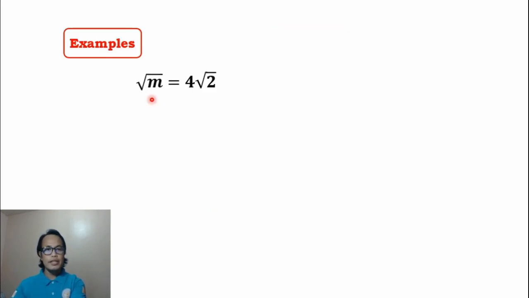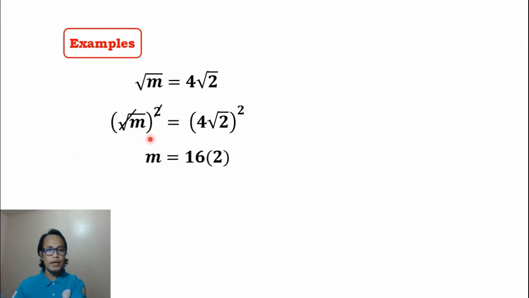Now let's proceed to another example. For example, we are given the square root of m is equal to 4 times the square root of 2. Still, we have a square root, that means the index is 2. So in order for us to eliminate the radicals here, we square both sides of the equation since these are square roots. So we have the square root of m, quantity raised to 2, is equal to 4 square root of 2, quantity raised to 2. In this way, we can cancel out the radical and the exponent 2. So what shall remain at the left side of the equation shall be the variable m.